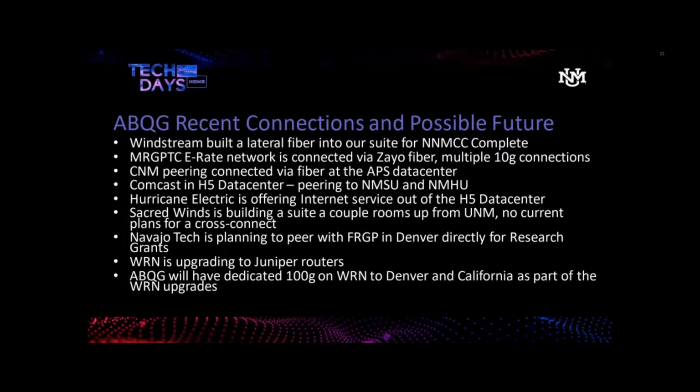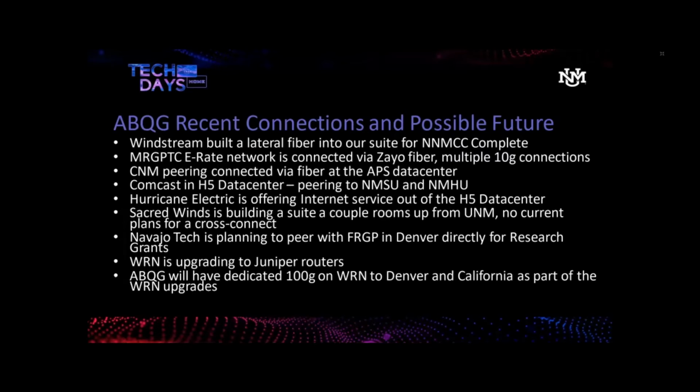Navajo Tech is planning to peer with Front Range Gigapop in Denver directly for research grants, and we look forward to working with them on that. The Western Regional Network is upgrading to Juniper 10003 routers. And they've done one replacement up in Colorado already, and we'll be looking forward to getting more of those upgrades.